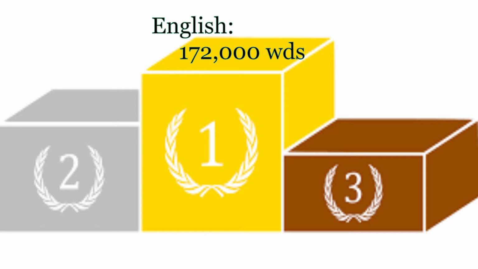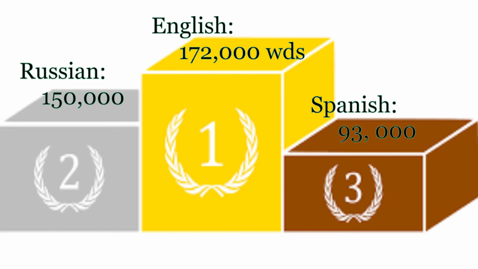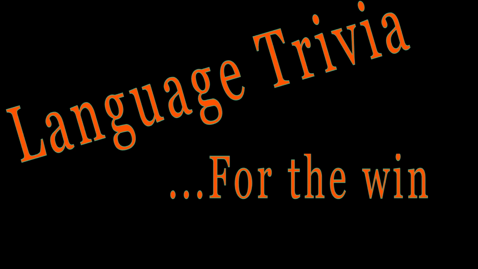Did you know that the English language is the largest in human history, with almost 175,000 recognized words? Russian is a close second with about 150,000, while Spanish takes the bronze medal with a measly 93,000. Language trivia for the win! And thanks to those worldwide interwebs, your access to language is greater than it's been since ever.